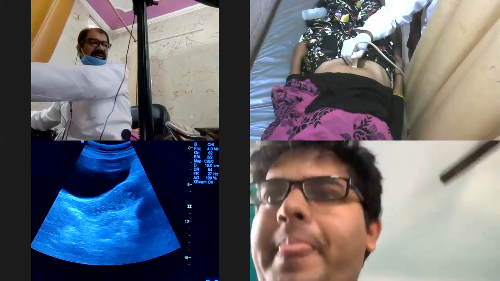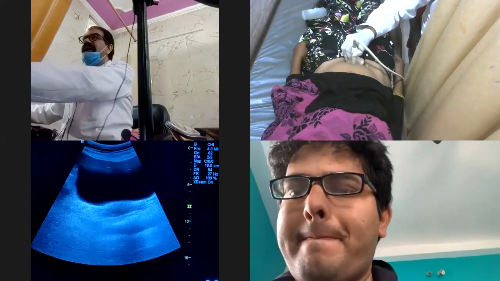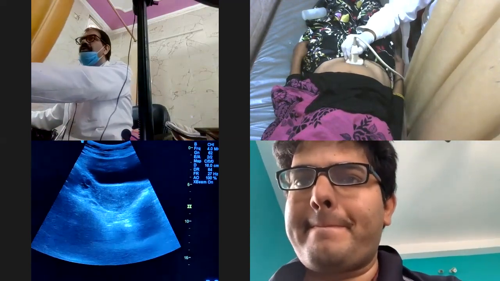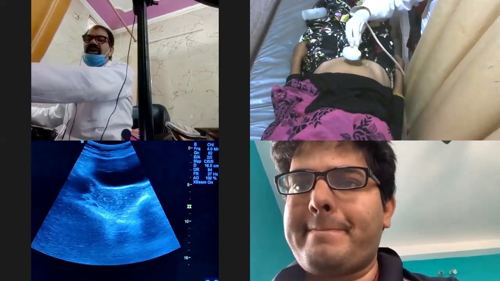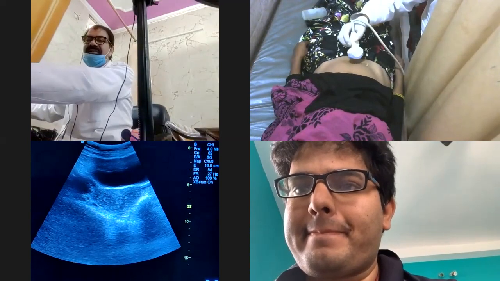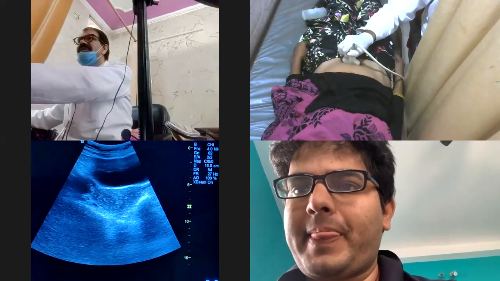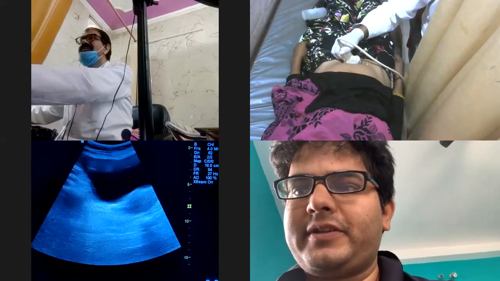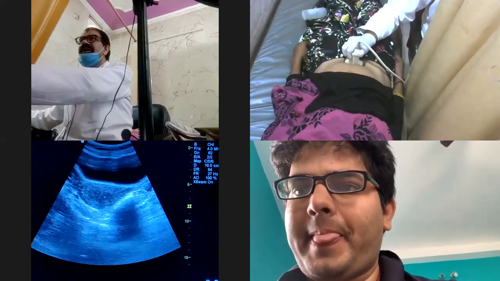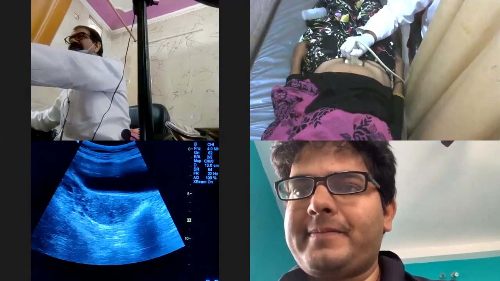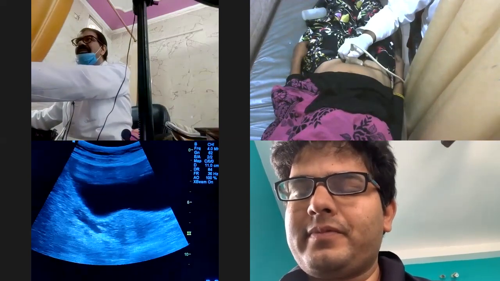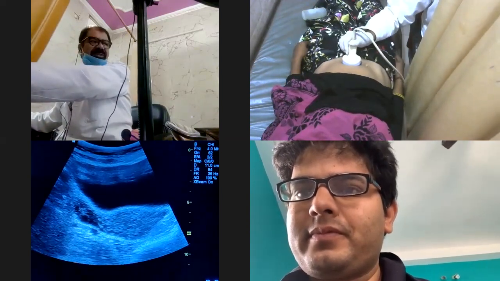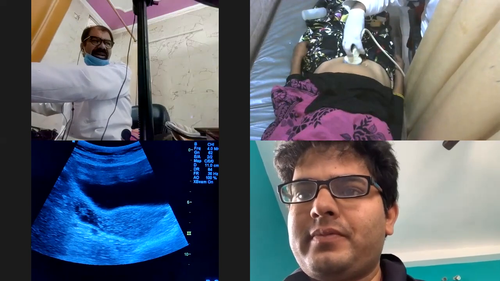Yeah, tell me. Again, the same question: whether to put the probe like this or like this. So this is the basic thing. Now see, if I am putting the probe over here, again repeating the same question, whether to put this side or that side.